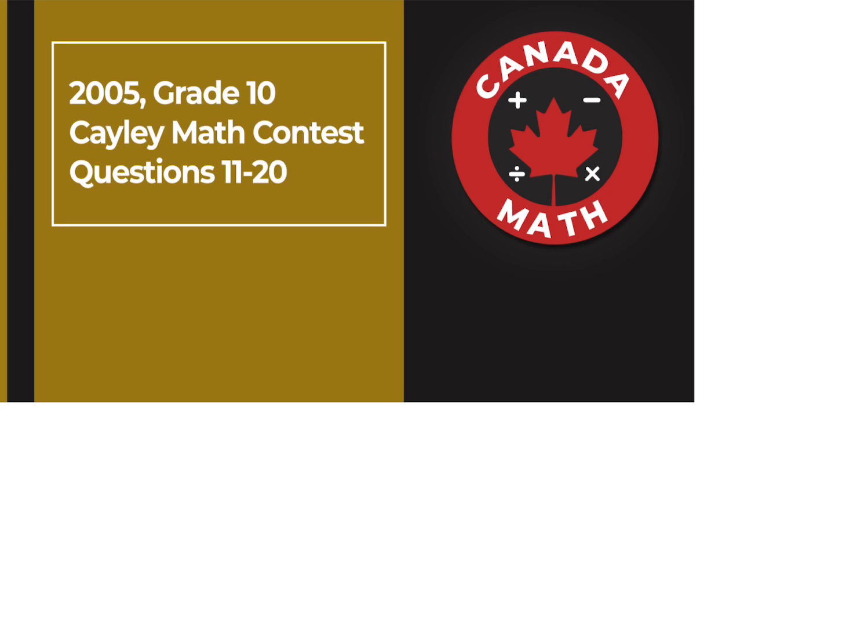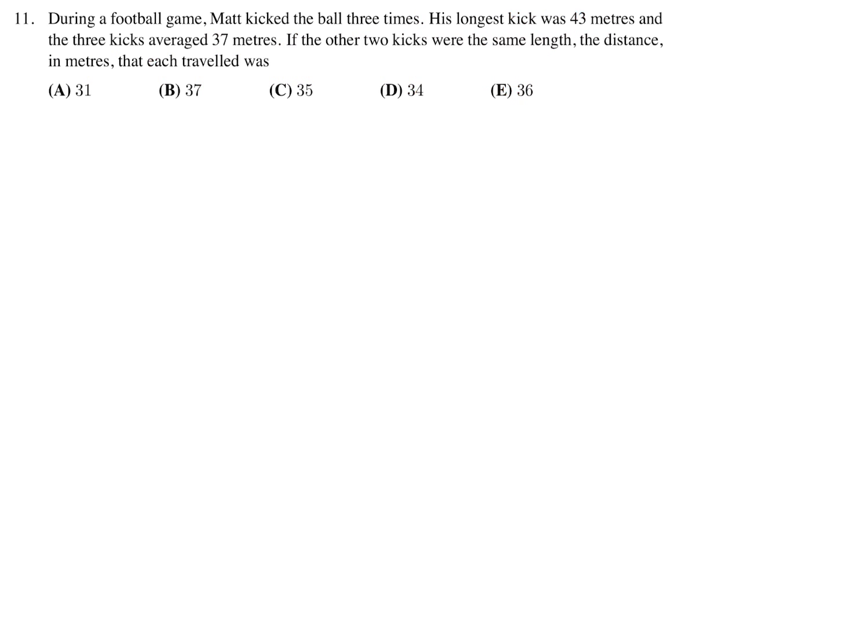Questions 11 through 20 on the 2005 Grade 10 Cayley Math Contest. During a football game, Matt kicked the ball 3 times. His longest kick was 43 meters, and the 3 kicks averaged 37 meters. If the other 2 kicks were the same length, the distance in meters that each traveled was.